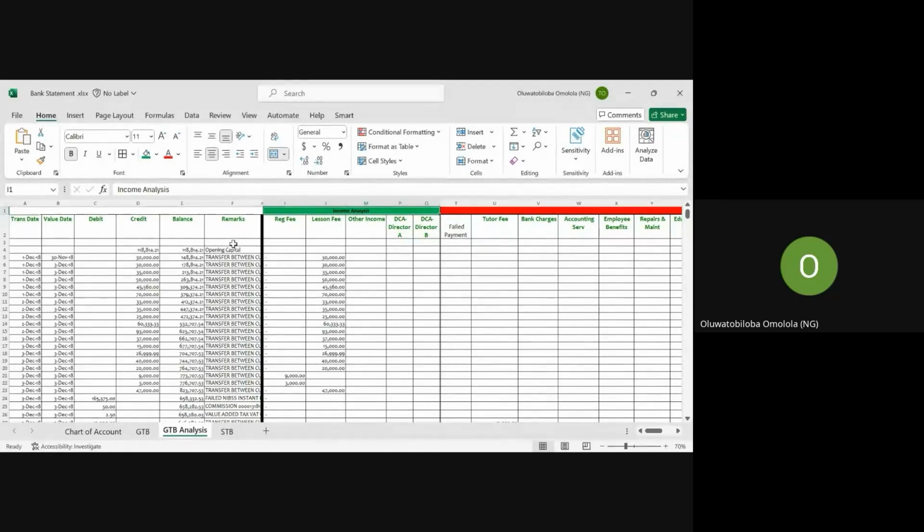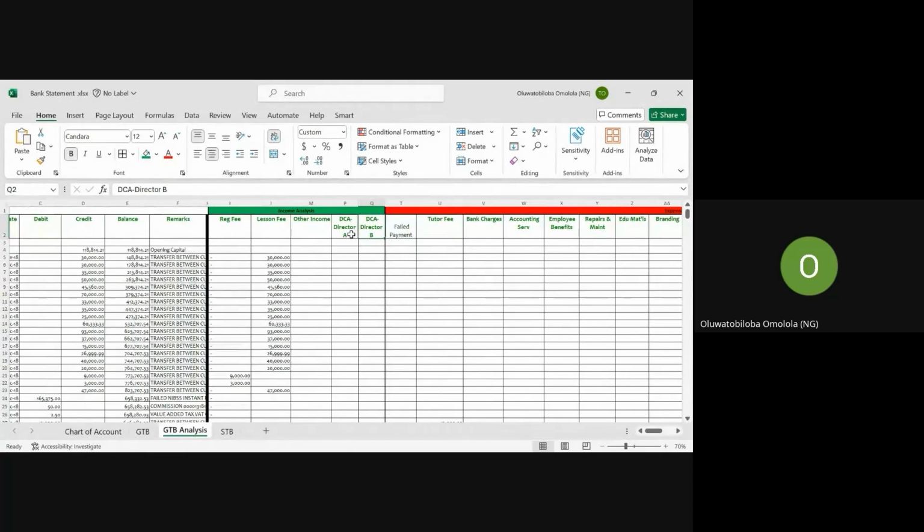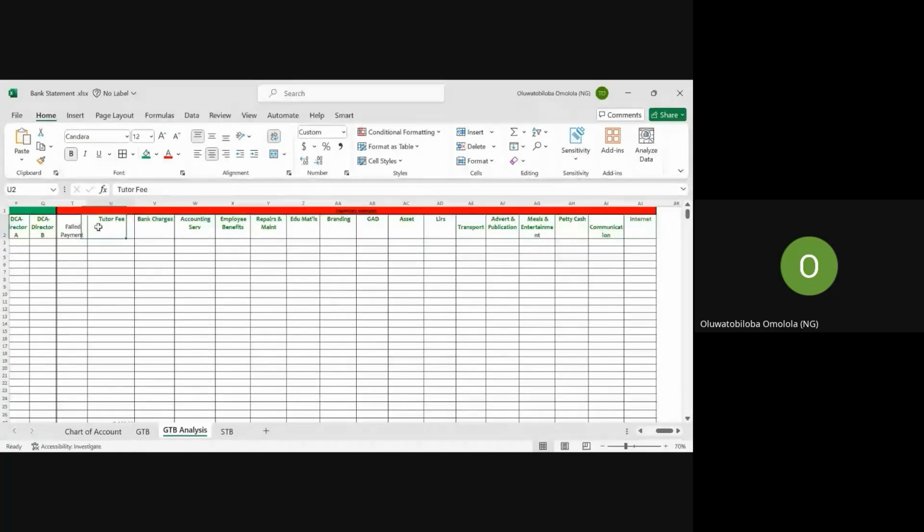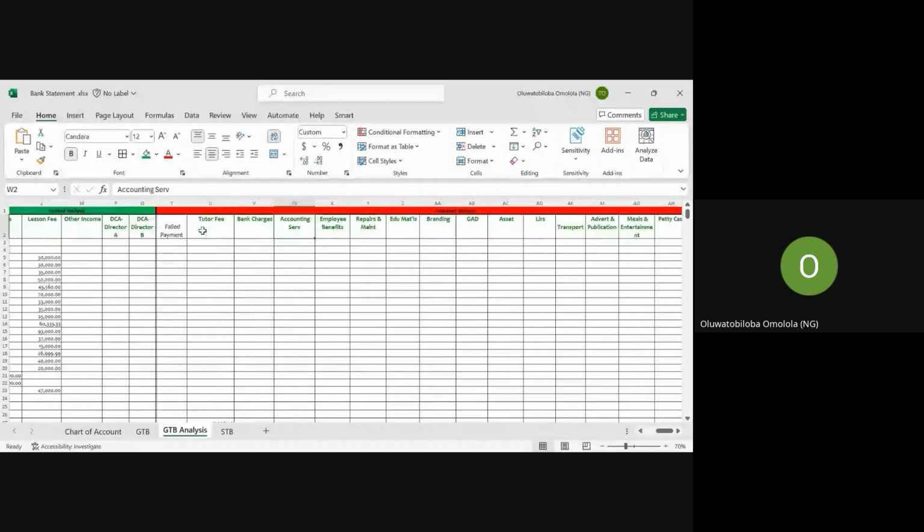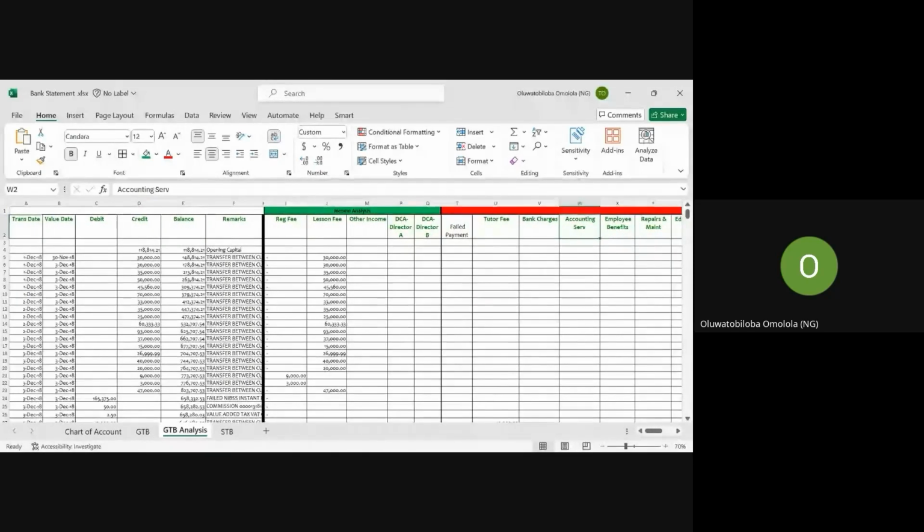That I've done, okay, that if money is coming in, it's either a registration fee, lesson fee, other income, or directors are bringing in money, or if it's even a failed payment, right? Then if money is going out, it could be either tutor fee, bank charges, accounting services, and the likes. So it could be any of those things, right? So what I will do now is I will start picking each transaction. It's a lot of work. I'll start picking each transaction and I'll map it appropriately.